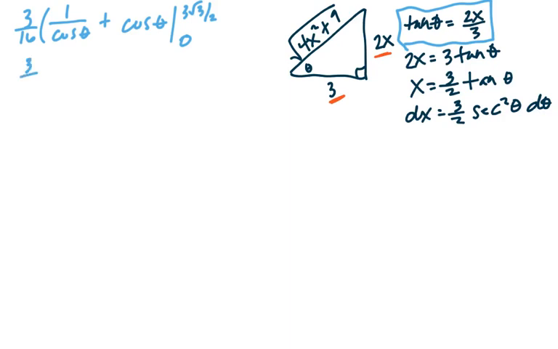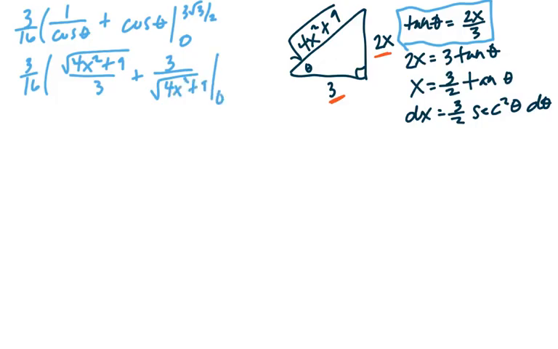And we have 3 over 16, and then we have 1 over that, which means we're looking at the reciprocal, which is normally cosine is 3 over the square root. So this is the square root of 4x squared plus 9 over 3 plus, and then cosine is 3 over the square root of 4x squared plus 9 from 0 to 3 squared of 3 over 2. So now we get to evaluate.